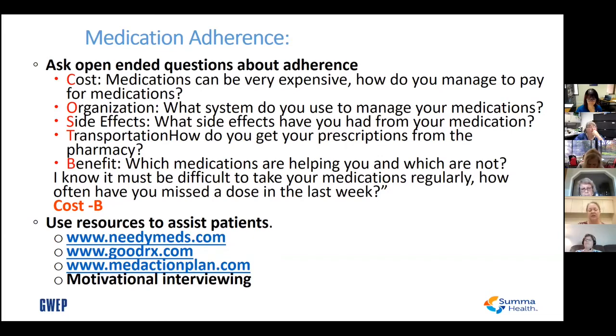And then there are some resources to assist patients, and I have those just listed out. Needy Meds helps to find patient assistance programs if cost is an issue. GoodRx helps also to find the medication cost that is maybe cheaper at one pharmacy versus another. Med Action Plan is a calendar system. And of course, using motivational interviewing can also help with adherence as well. Next slide.